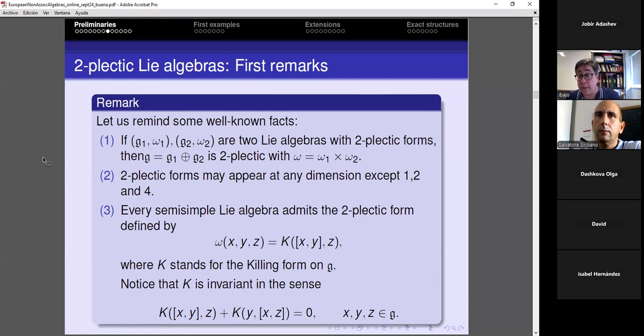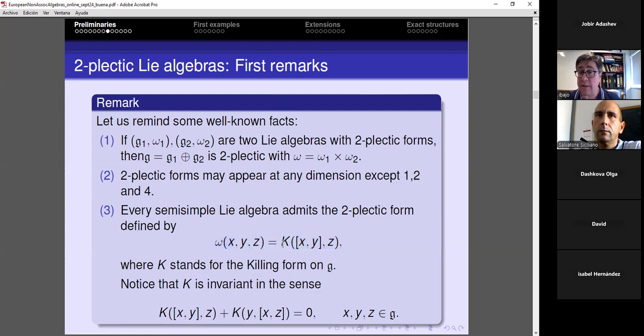And one thing that is very well known, and actually was mainly the only example known of these structures on Lie algebras, was the case that every semi-simple Lie algebra admits a 2-plectic form. And the 2-plectic form is given by the Killing form on the Lie algebra applied to the bracket of x, y and z, right? So when K is the Killing form of the Lie algebra and the Lie algebra is semi-simple, then you get that 3-form, and it is actually a 2-plectic form on the Lie algebra.